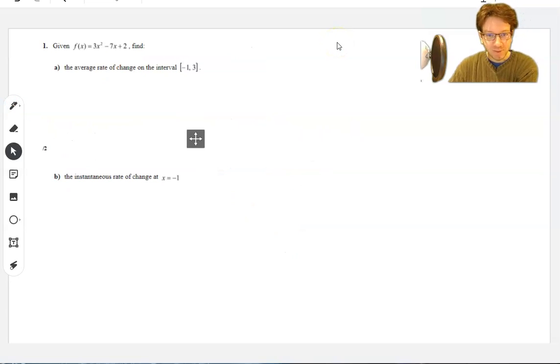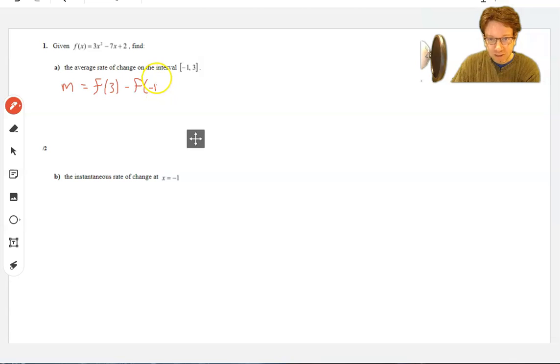So for this example, here's our function. Right? It's just a polynomial. And it says find the average rate of change. So finding the average is, again, finding the secant. Right? Or the slope of the secant, I should be more specific. Finding the slope of the secant. So the slope of the secant, which we'll just call m, right, is going to be the change in your y-coordinates, which is what the function equals at those values. So f at 3 minus f at negative 1. All over your x values, so 3 minus negative 1.